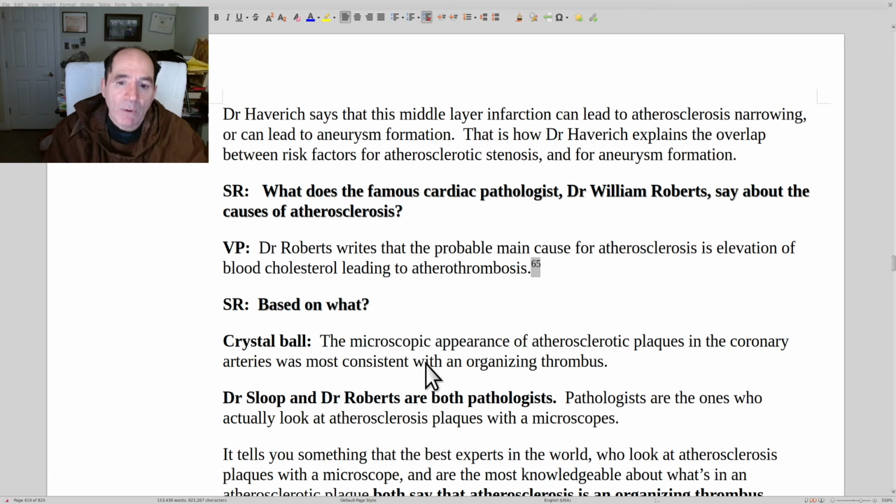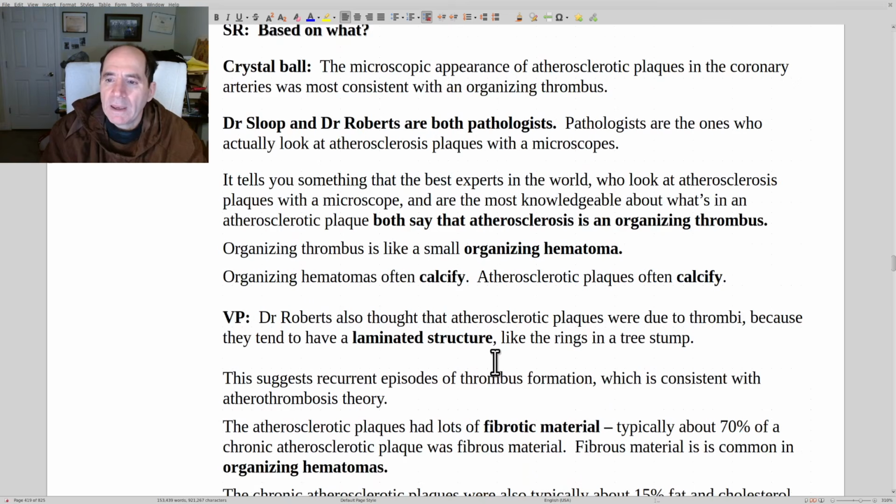And basically, how else does he say this? Because he looks under a microscope at it all the time. He's the guy who does the autopsies on the patients who die of heart attacks. And Sloop is also a pathologist, but Sloop does other things besides just the cardiac pathology. Pathologists are the ones who actually look at the atherosclerosis plaque under a microscope. And they're the best experts also because they don't care. A surgeon has to say surgery is good. A cardiologist has to say stents are good. Also, they have to say drugs are good. In conventional medicine, you get in trouble usually if you contradict your own field too much. You piss people off. Okay, let's see.